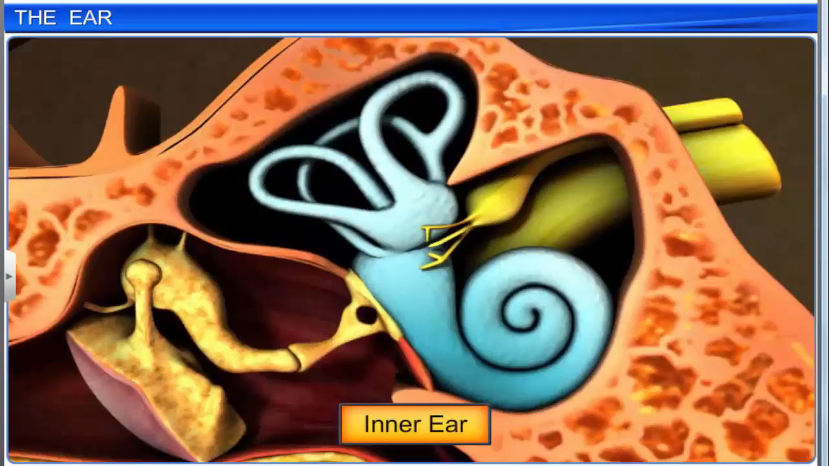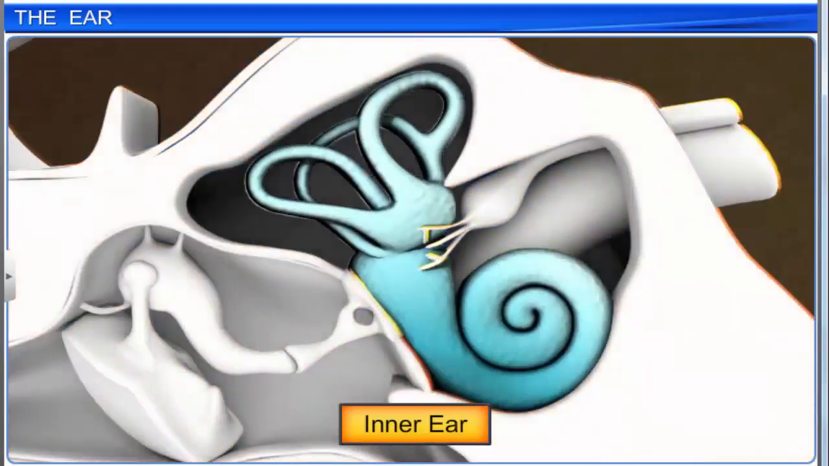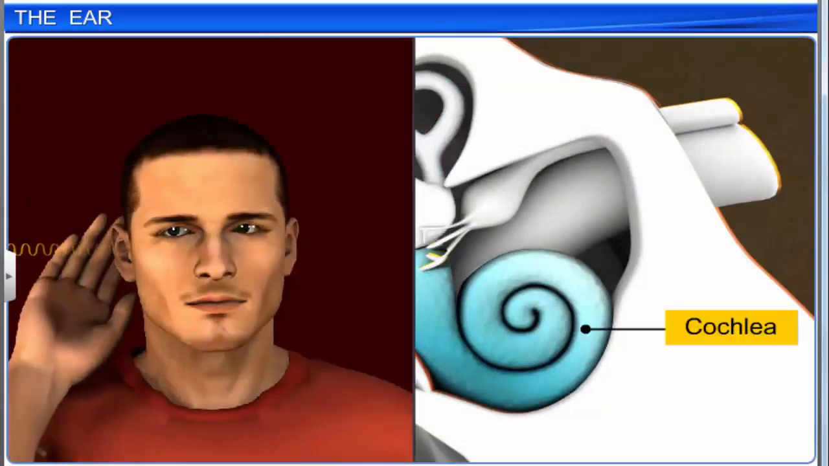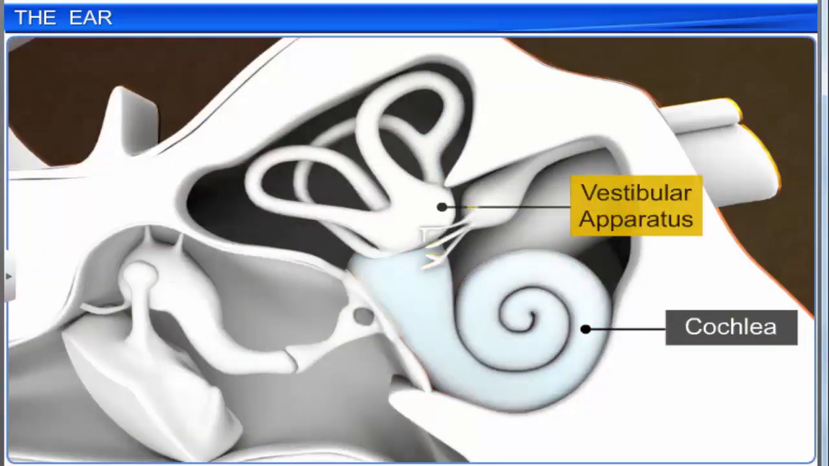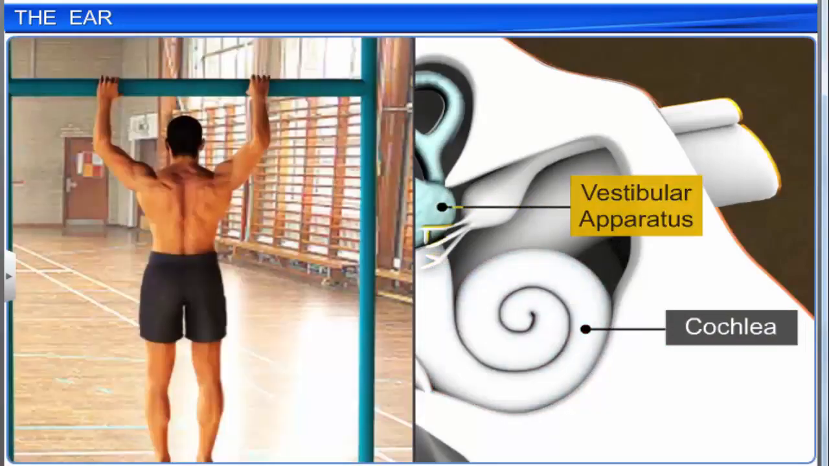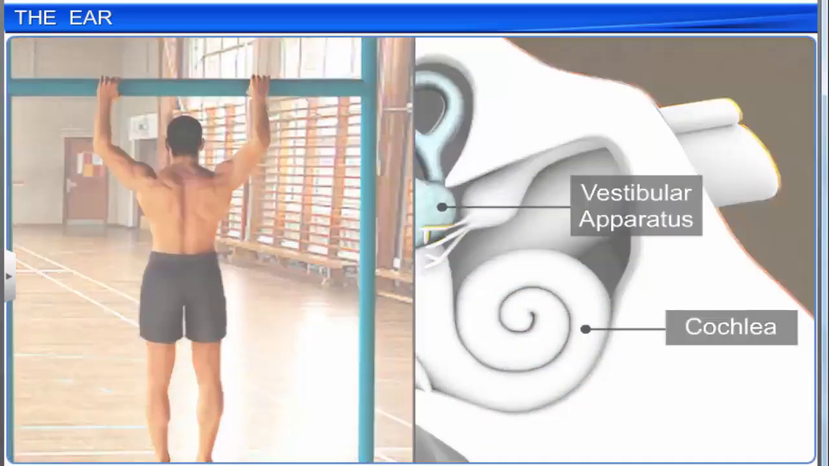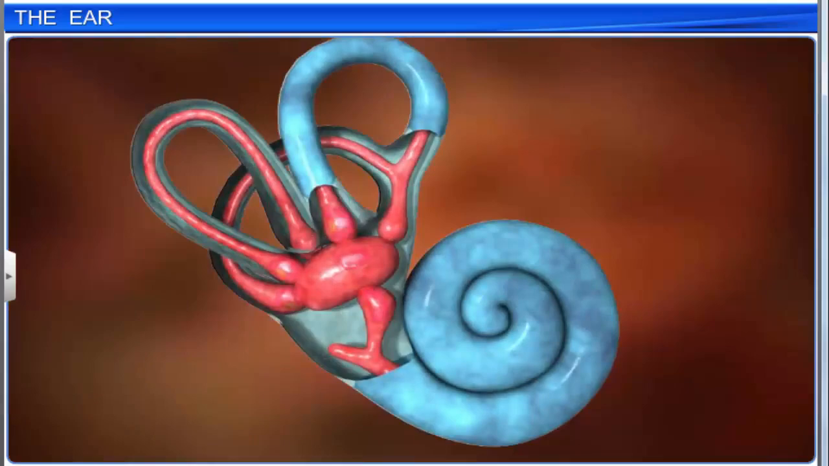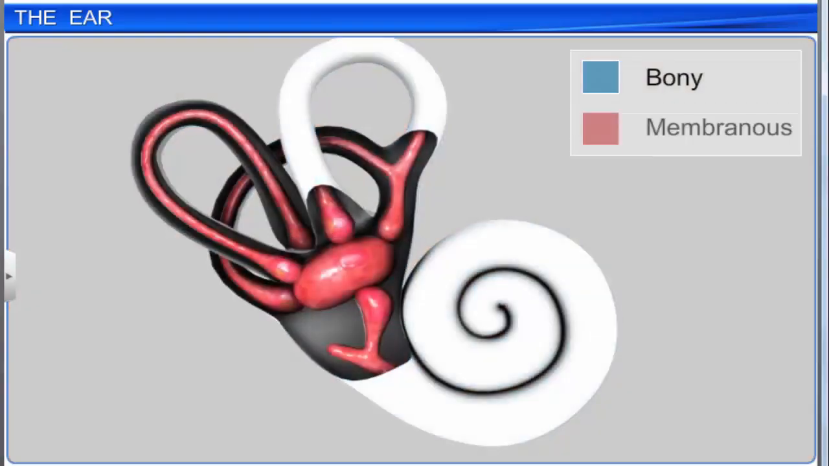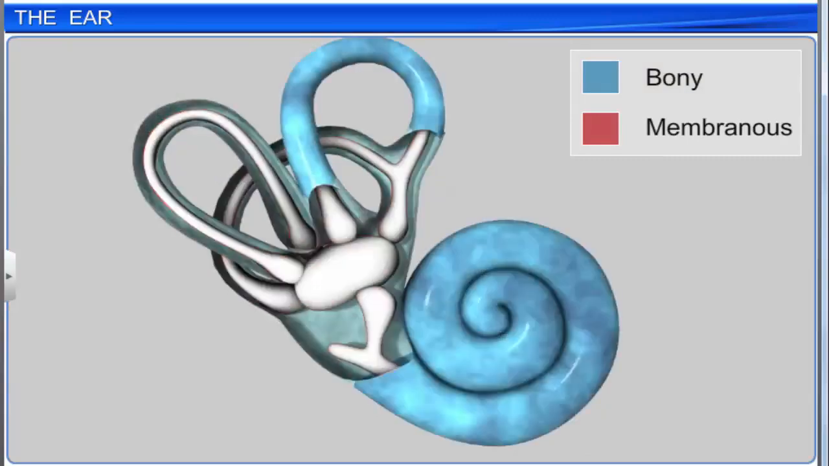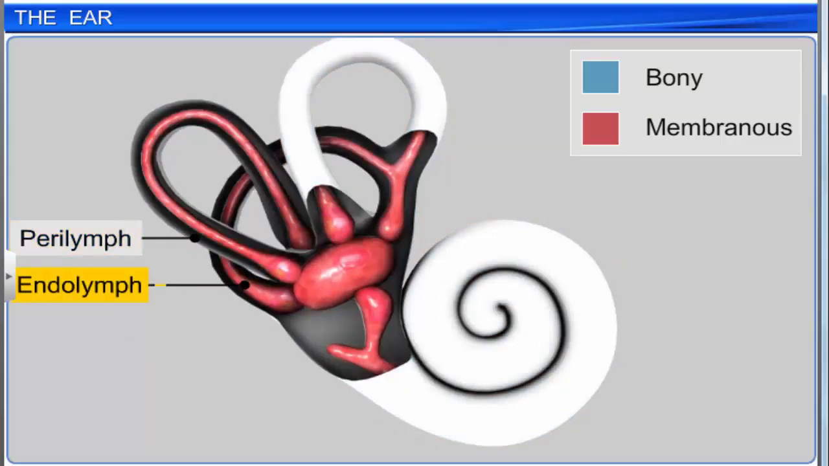The inner ear consists of a complex system of intercommunicating chambers and tubes called a labyrinth. The labyrinth consists of two functional parts: the cochlea, which is responsible for hearing, and the vestibular apparatus, which is responsible for balance. The labyrinth is of two types: bony and membranous. The bony labyrinth is a series of channels filled with a fluid called perilymph, while the membranous labyrinth lies within the bony labyrinth and is filled with endolymph.